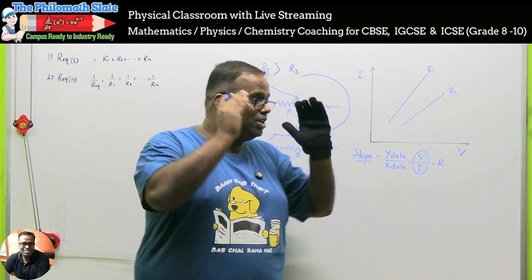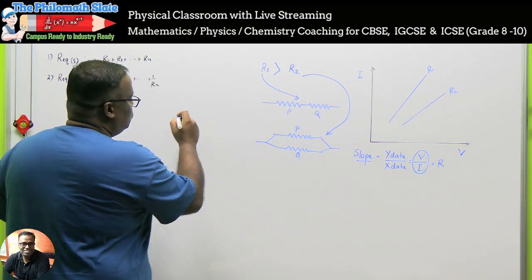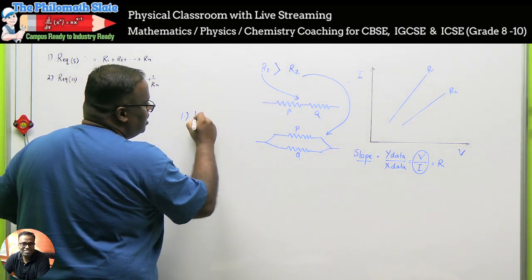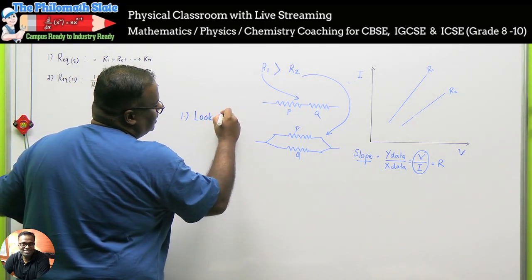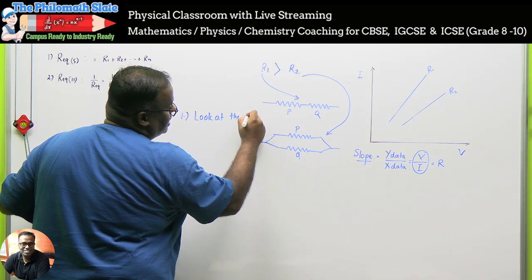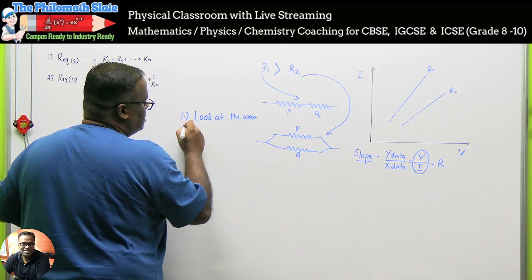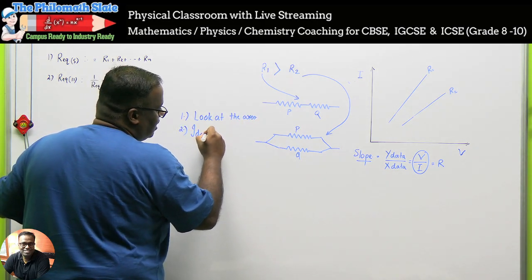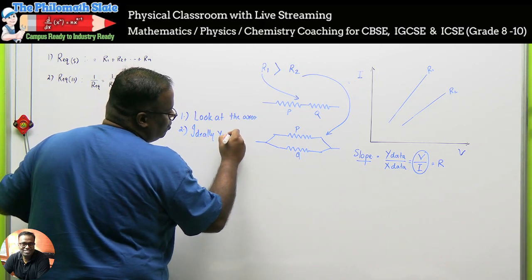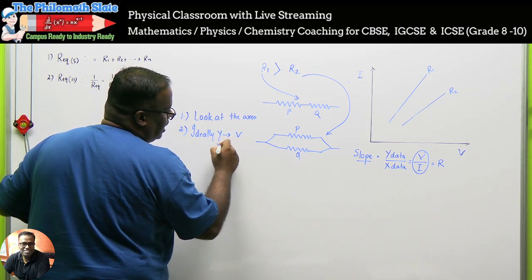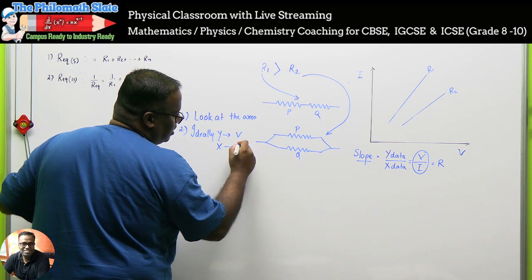So always when you get on these things, please write it down. First, look at the axis. Ideally, Y should always have volts and X should always have current.